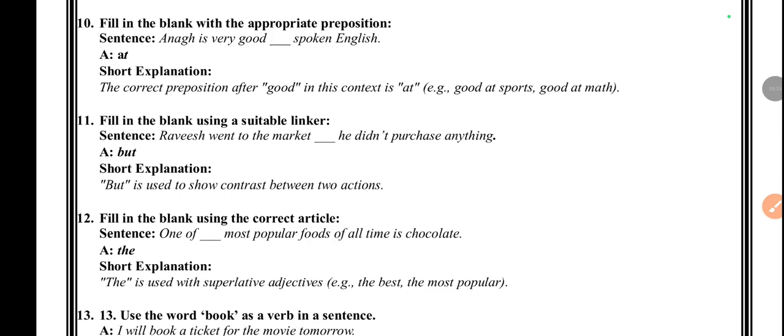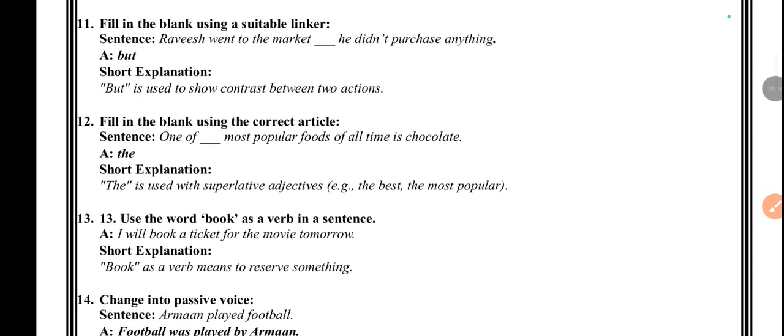Question number 10: fill in the blank with an appropriate preposition. Sentence: Anaga is very good dash spoken English. Good at spoken English. The correct preposition after good in this context is at. Examples: good at sports, good at math.